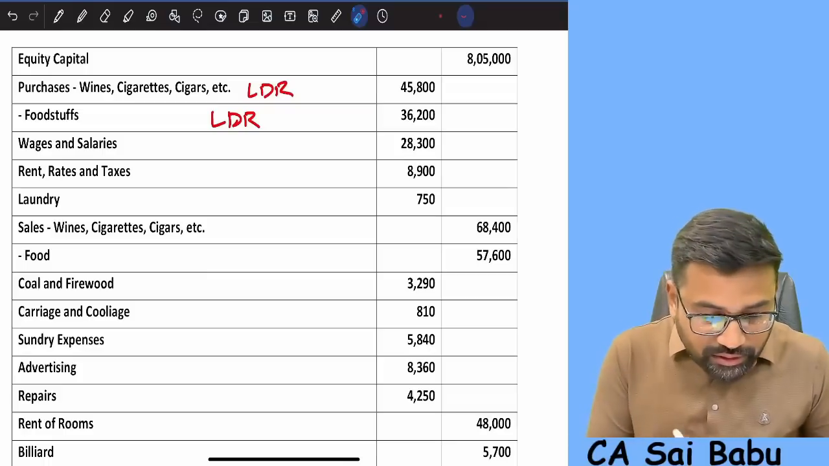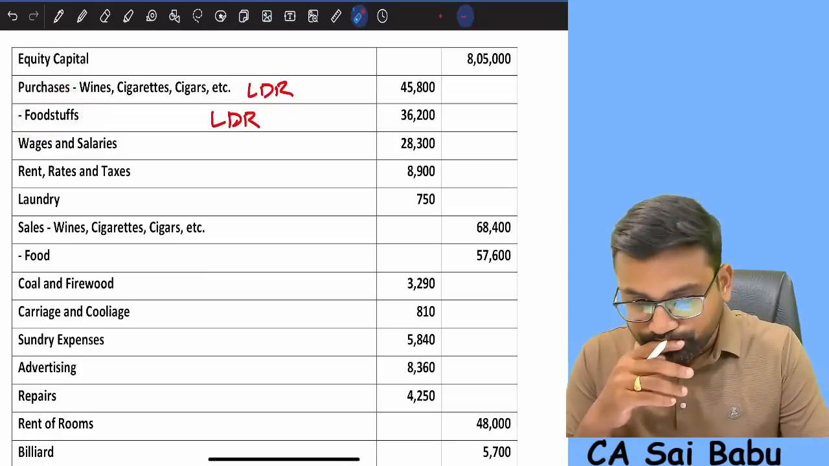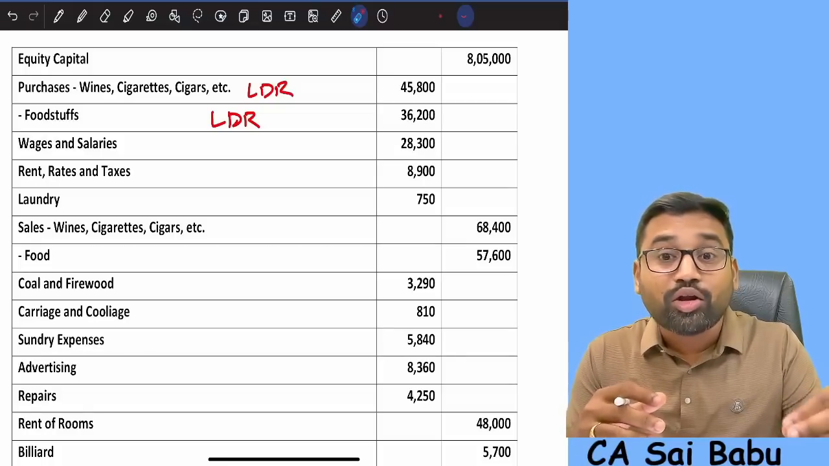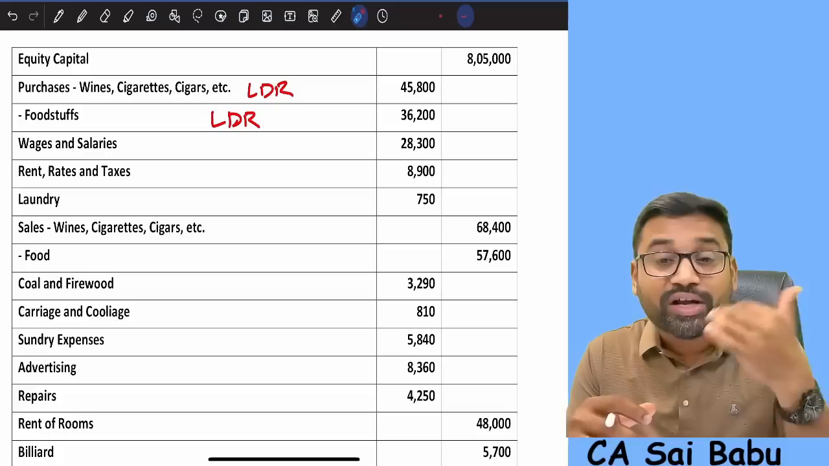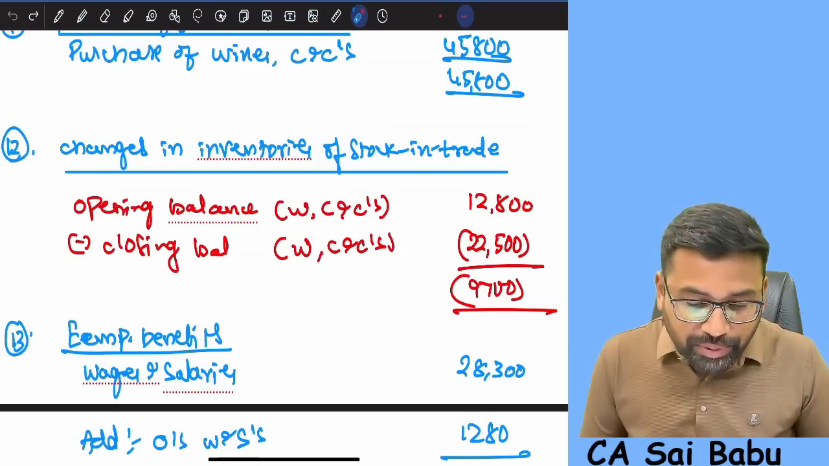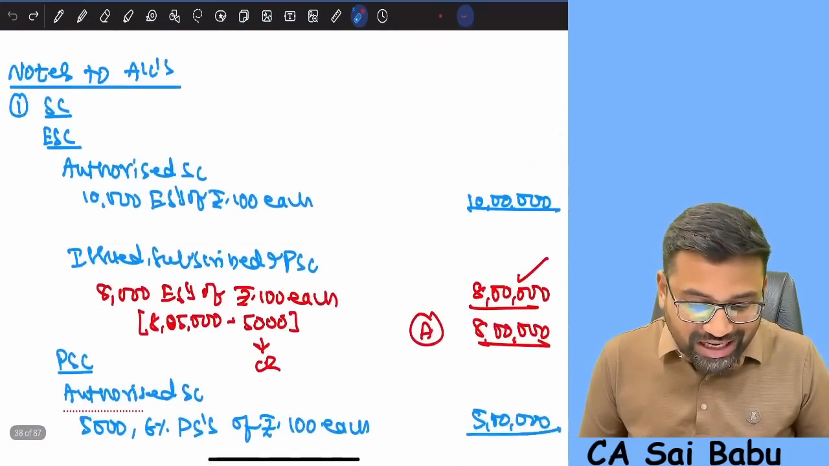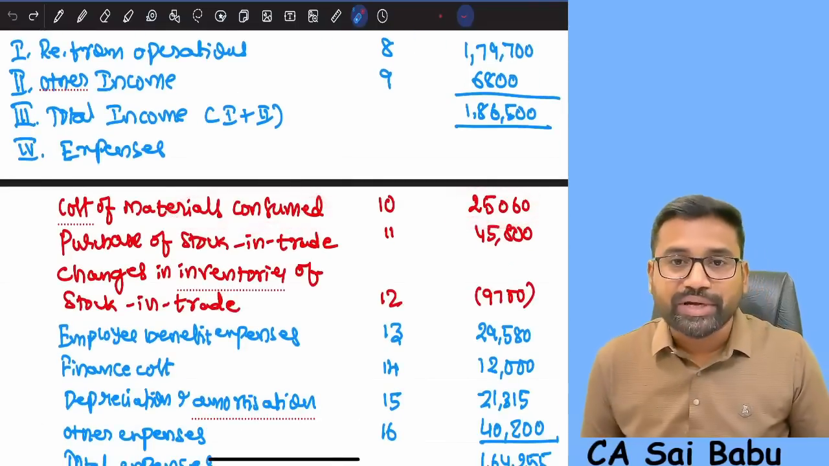And see, there is one more thing, food stuff. What is this food stuff? See, the hotel will purchase food ingredients to prepare the food. Now, those are called what? Raw material for the hotel. Now, in respect of raw material, as per Schedule 3, what items do we need to present? Consumption we need to present. Therefore, whenever you are preparing financial statements, in respect of food stuff, you need to show consumption. So, see this, cost of materials consumed, we need to show separately.